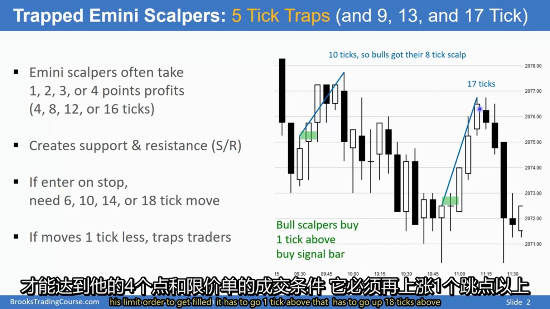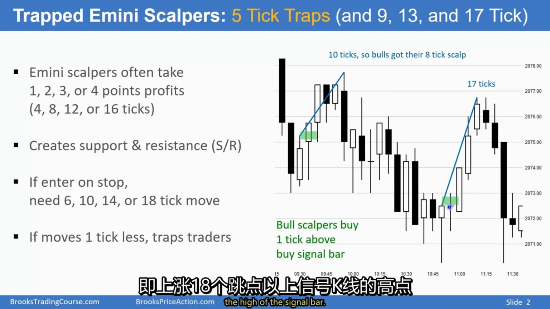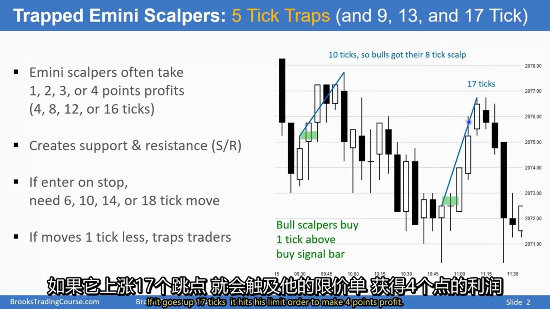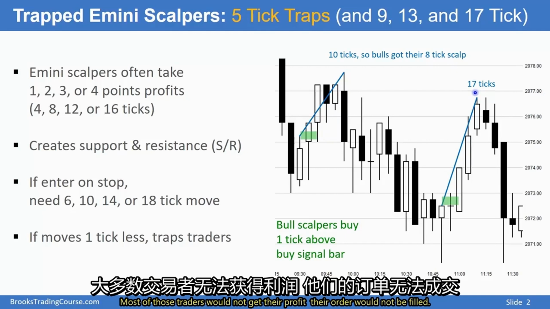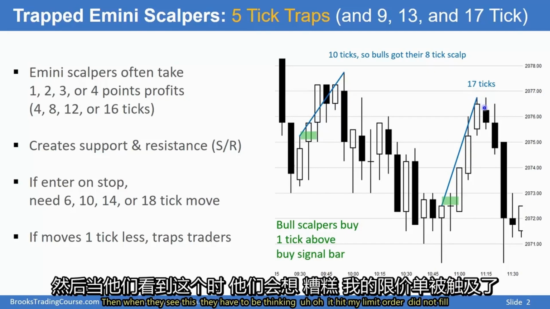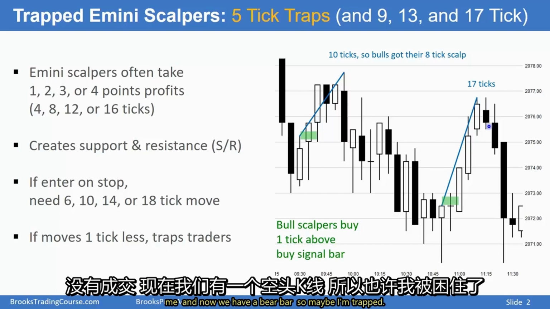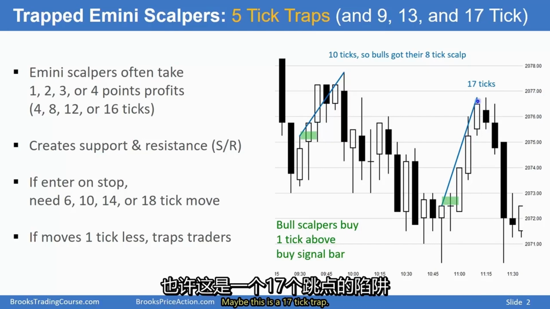And for his limit order to get filled, it has to go 1 tick above that. It has to go up 18 ticks above the high of the signal bar. If it goes up 17 ticks, it hits his limit order but does not fill him. Most of those traders would not get their profit. Their order would not be filled. And then when they see this, they have to be thinking, uh-oh, it hit my limit order, did not fill me, and now we have a bear bar. So maybe I'm trapped. Maybe this is a 17-tick trap.